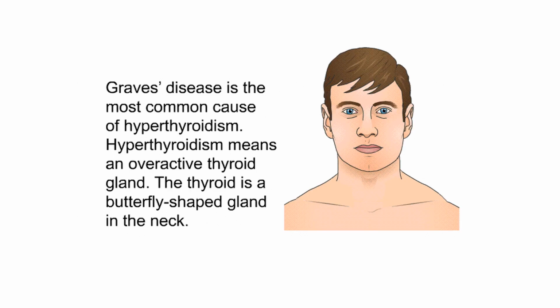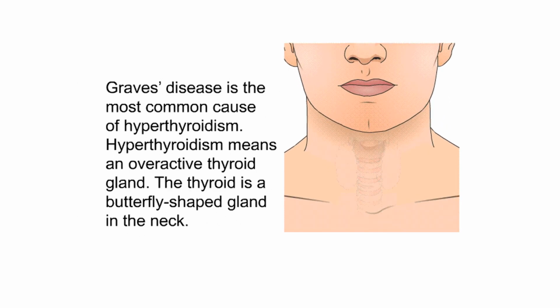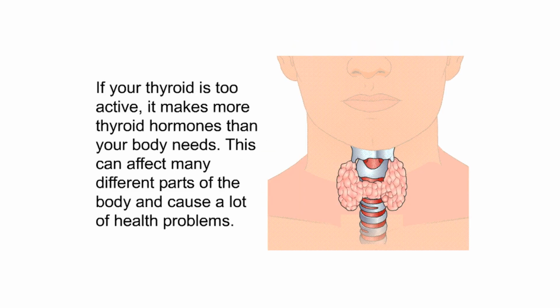Summary. Graves' disease is the most common cause of hyperthyroidism. Hyperthyroidism means an overactive thyroid gland. The thyroid is a butterfly-shaped gland in the neck. If your thyroid is too active, it makes more thyroid hormones than your body needs. This can affect many different parts of the body and cause a lot of health problems.